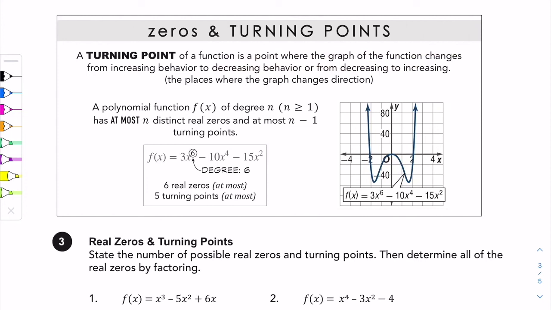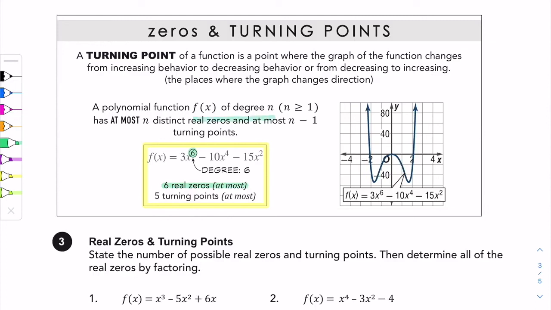A polynomial function of degree n, being any number larger than 0, has at most n distinct real zeros and at most n minus 1 turning points. So what does this mean? Well, if we put this into perspective, we can look at this example right here. So the mathematical description says if the degree is n, then it has n distinct real zeros. If the degree is 6, that means it has 6 real zeros.